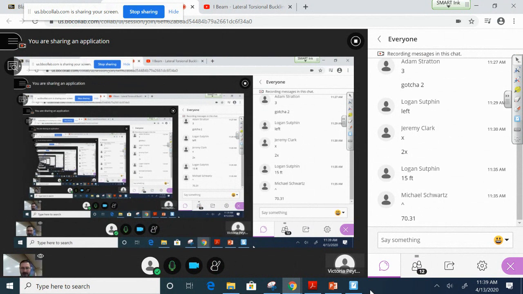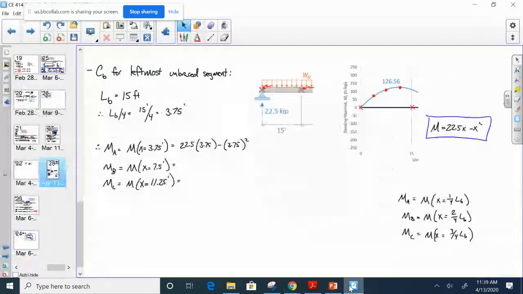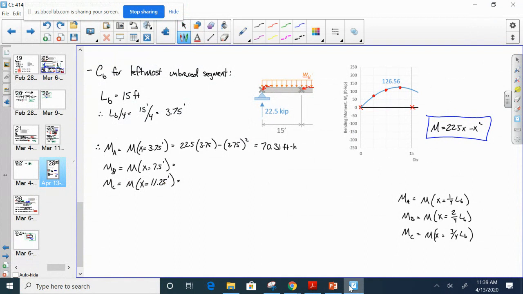$70.31. That's what I got. All right. And so that ends up being in foot kips. MB, so this is 22.5 times 7.5 minus 7.5 squared. And so what do we get for MB?